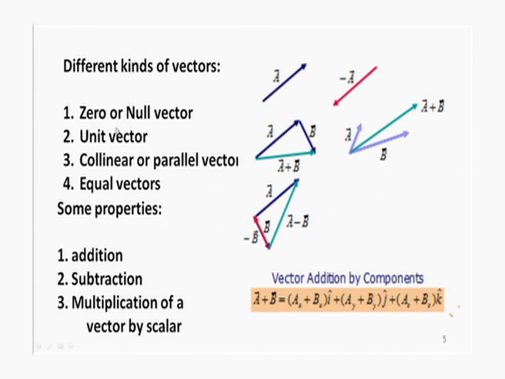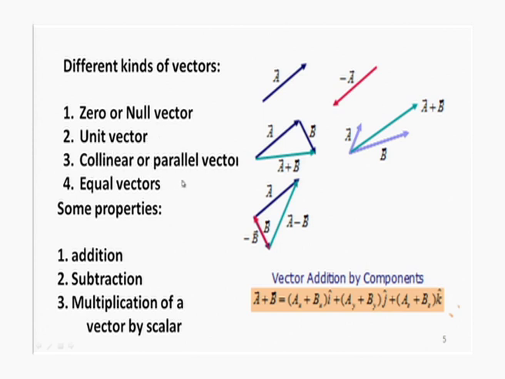Now there are different kinds of vectors. The first one we can think of is a 0 or null vector. Zero vector or null vector means the starting point and ending point of the vector is the same. That means at a simple dot you will have a vector, and that is called a zero vector. And then you will have a unit vector. Unit vectors i, j, k we have already seen, that will be a useful idea.